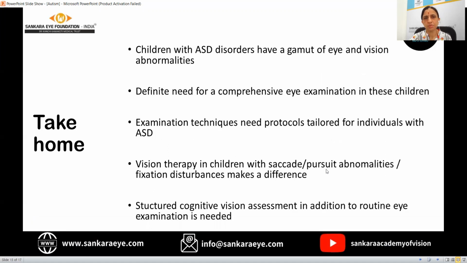So what I conclude by saying is that children with ASD have a gamut of eye and vision abnormalities. There's a definite need for a comprehensive eye examination in these children, not just a vision screening. The examination techniques and protocols need to be tailored to individuals with ASD, and vision therapy in these children definitely makes a difference. A structured cognitive vision assessment in addition to the routine eye examination is also the need of the hour.